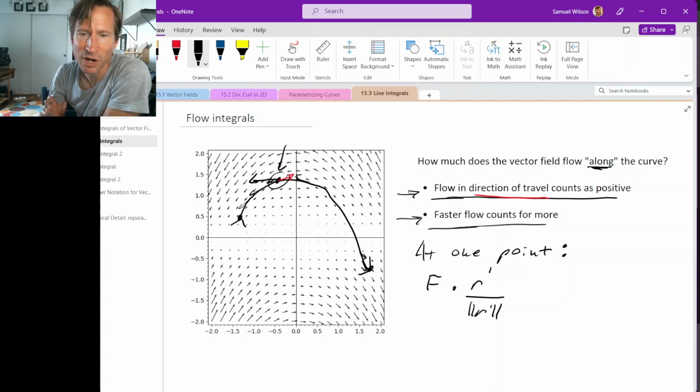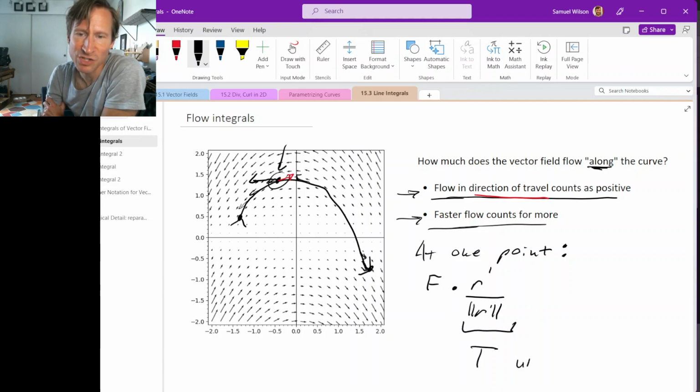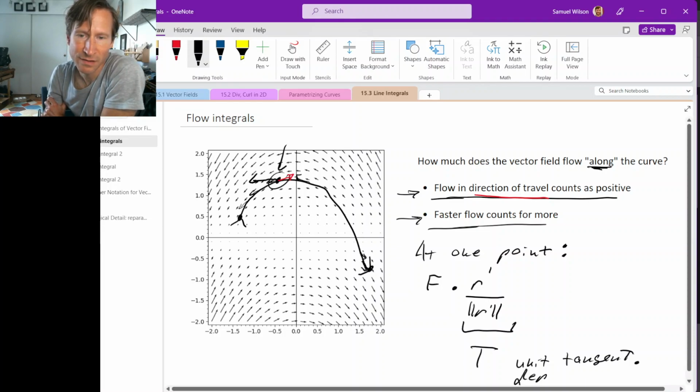So we'll take the dot product of these two vectors. Now let's just check, incidentally, this vector, r prime over the length of r prime, has a name. This is called capital T. This is the unit tangent vector for the curve. So this depends on the curve, so it depends on r.